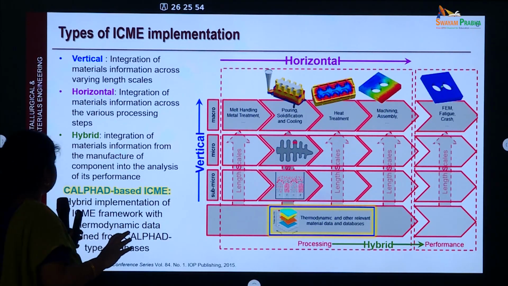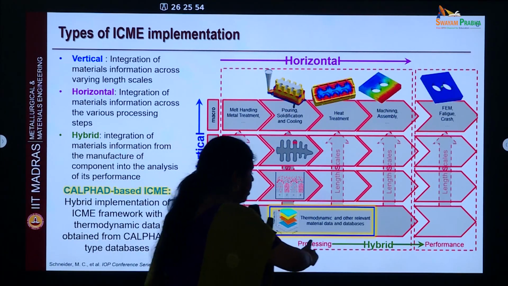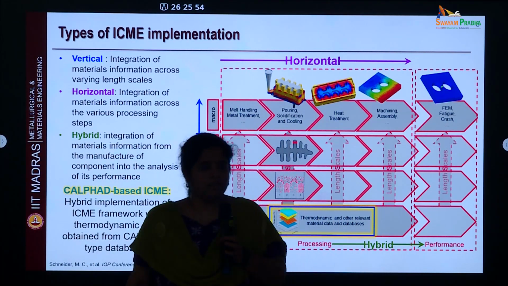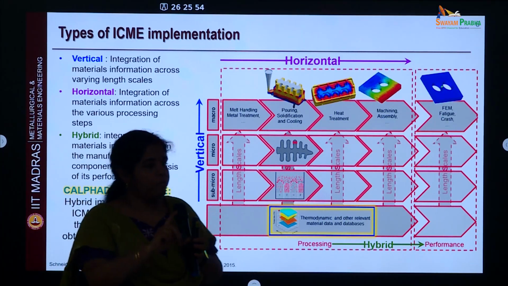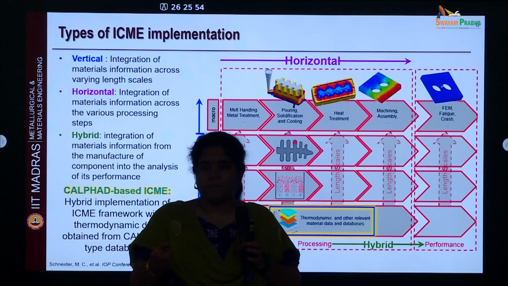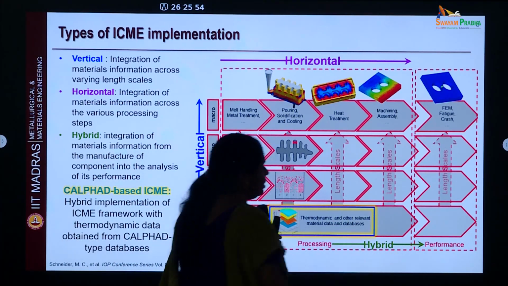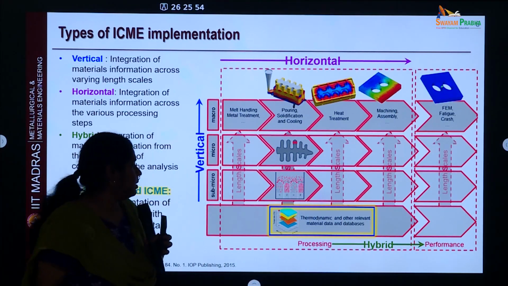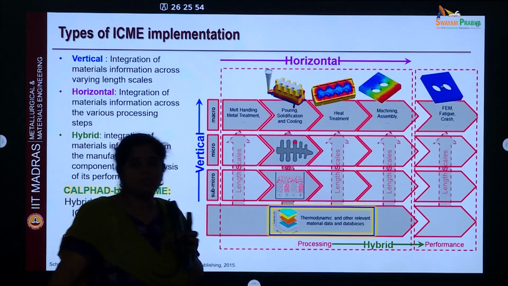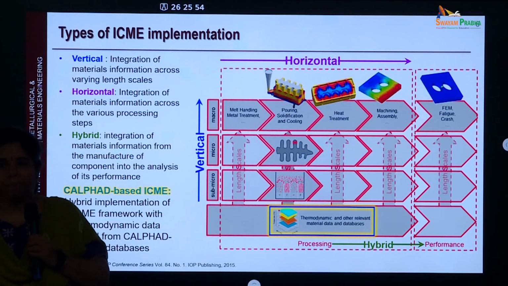Now, what we are going to see with this CALPHAD based ICME is a hybrid way where processing will be linked with performance. When you look into the length scale, processing is not there. When you look into the processing, length scale is not there. So if you want to include everything, the processing has to be linked with the performance, and that is CALPHAD based ICME, where you need a lot of databases to get the material data, and that is what CALPHAD is going to supply.